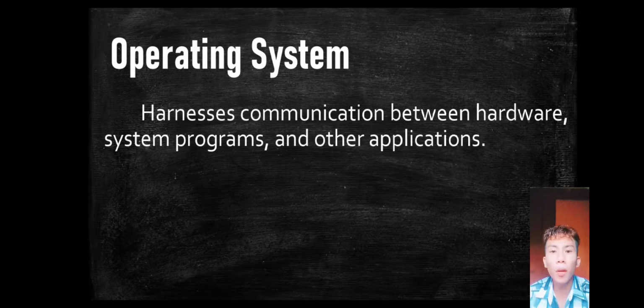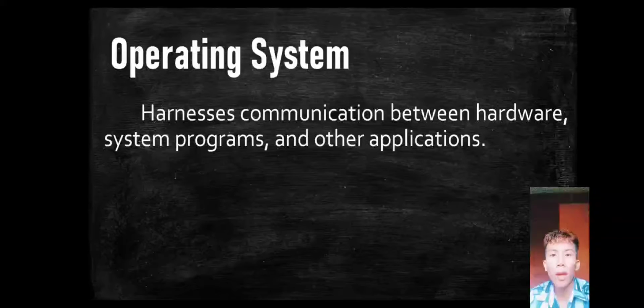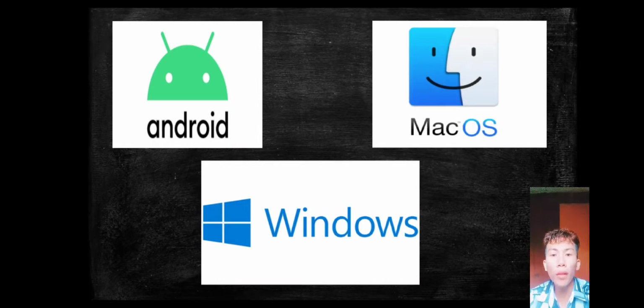The first type of system software is the operating system. What is an operating system? Operating system harnesses communication between hardware, system programs, and other applications. Here are some examples of operating systems: Android, Windows, and Mac OS. So how does the operating system work? Here is a short video about operating system and how it works.